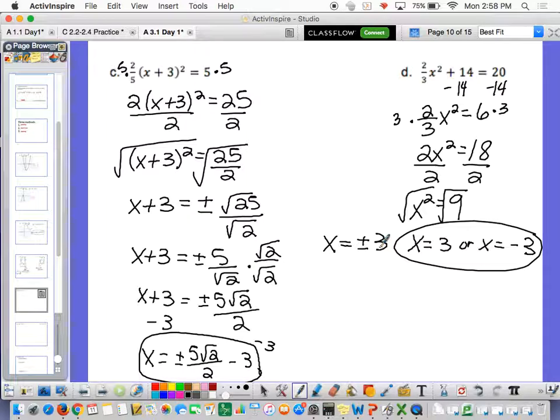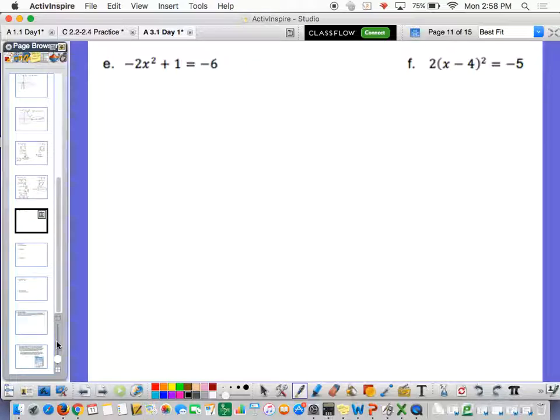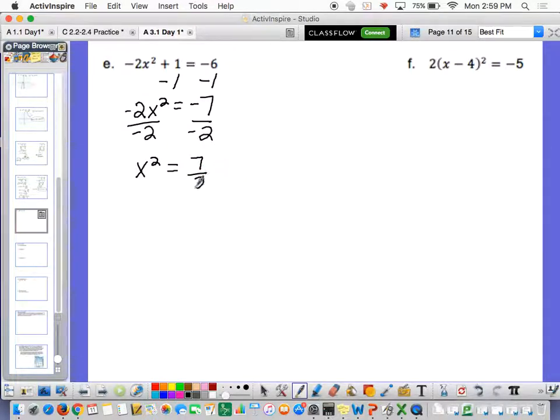Okay, 2 more. I find them interesting, so I put them in here. Here we go. All right, let's see. Subtract 1. Negative 2x² equals negative 7. Well, this doesn't look pretty, does it? That's okay. Sometimes things don't look pretty. We divide by negative 2, divide by negative 2. So x² is going to be equal to positive 7 over 2, right? Because negative divided by negative is a positive. And then to get x by itself, you got to square root.